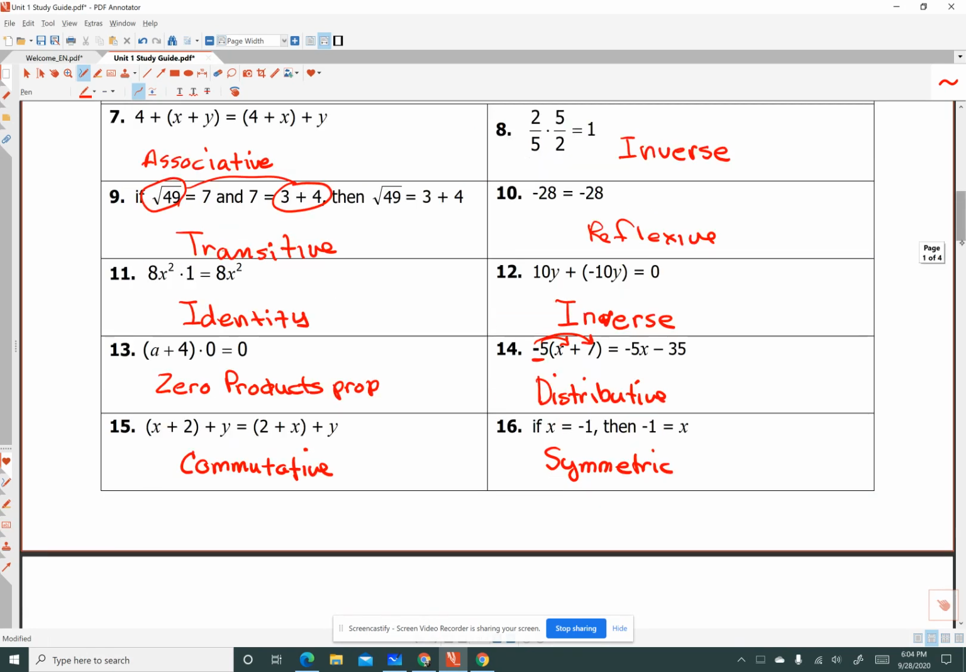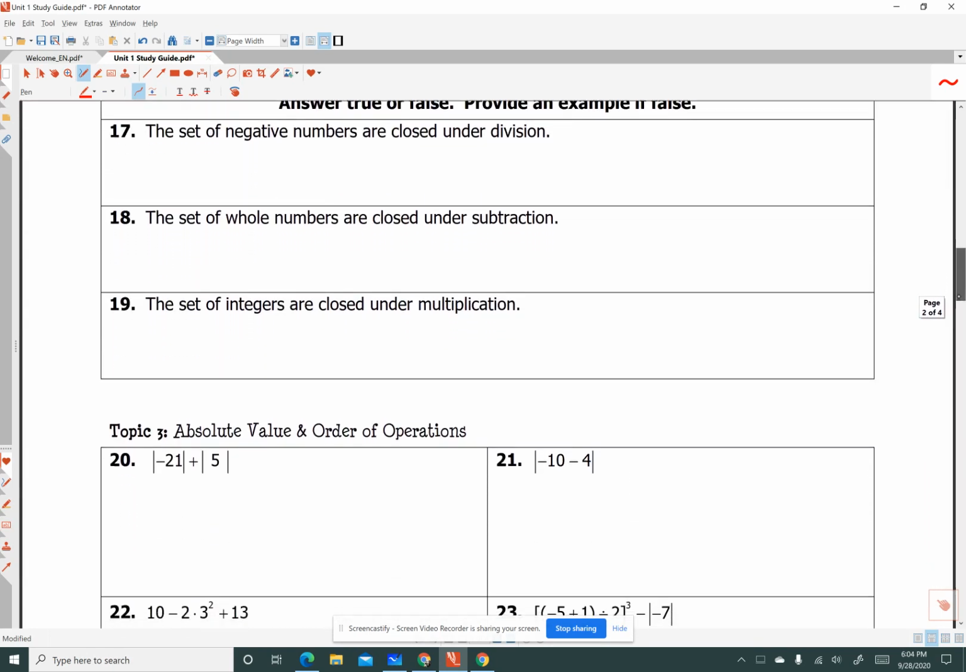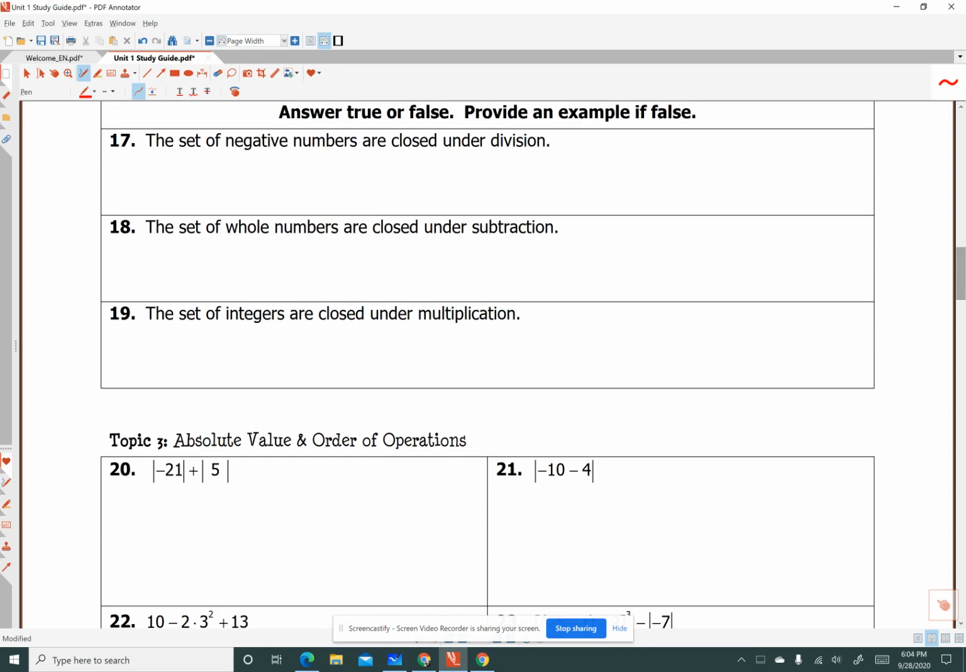Okay, let's move on. So we're going to answer true or false and provide an example if false. So the set of negative numbers are closed under division. That's false. And we can prove that's false with the example of -36 divided by -9 equals a +4. So a negative divided by a negative actually always equals a positive. So the set of negative numbers is not closed under division.